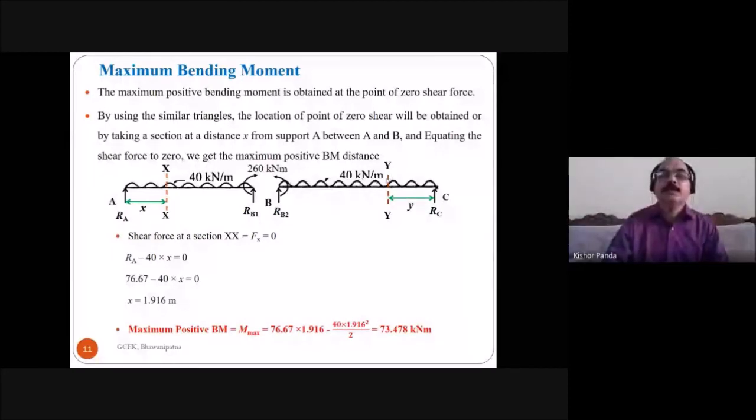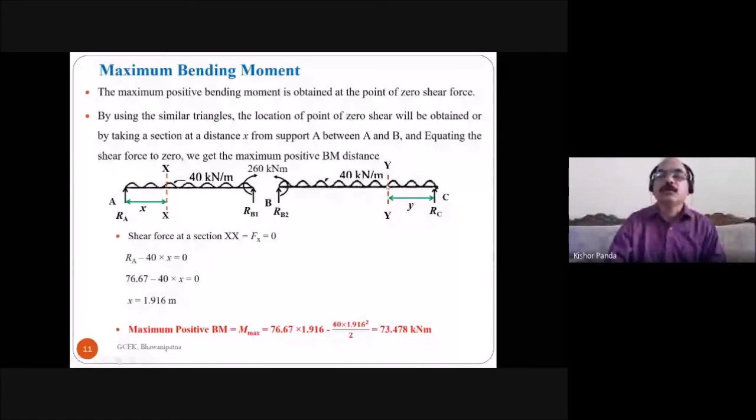Similarly, find out the maximum positive moment on span BC. Take a section at a distance y from the support C. What is the moment here? It is RC into y minus 40 into y. You have to take the shear force here and make that shear force 0.